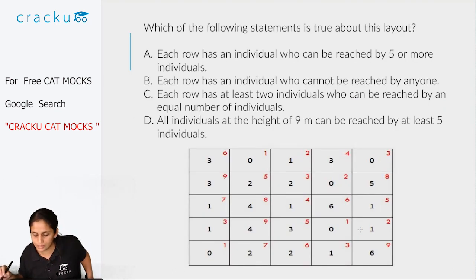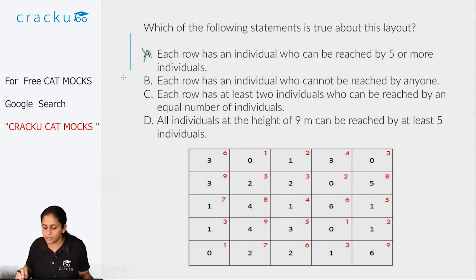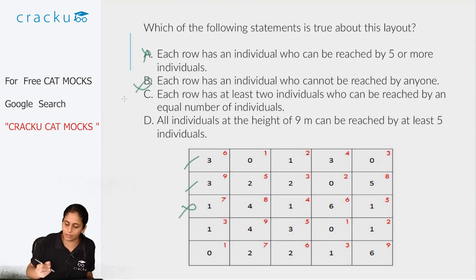Which of the following statements is true about this layout? Each row has an individual who can be reached by 5 or more individuals. That's not true. The first row does not have that. So this is clearly wrong. Each row has an individual who cannot be reached by anyone. So if we see, this is true for the first row, this is true for the second row, this is not true for the third row. So clearly this is also wrong.